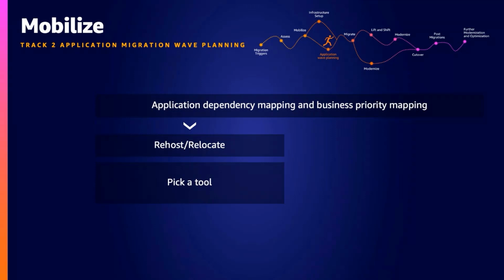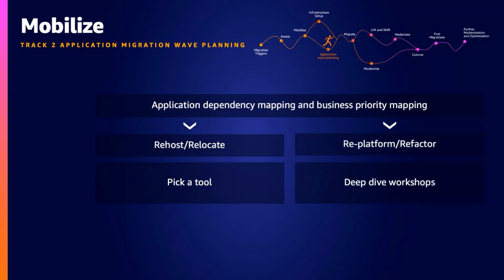The next path that we see is the replatforming or refactoring methodology, which requires much longer cycles. These typically end up being deep dive workshops where you take a current architecture and map that to an equivalent architecture on the AWS platform.